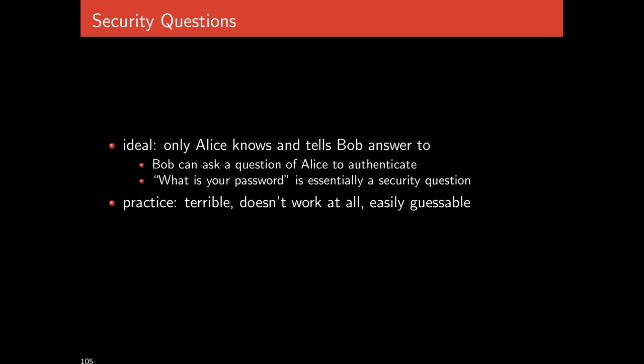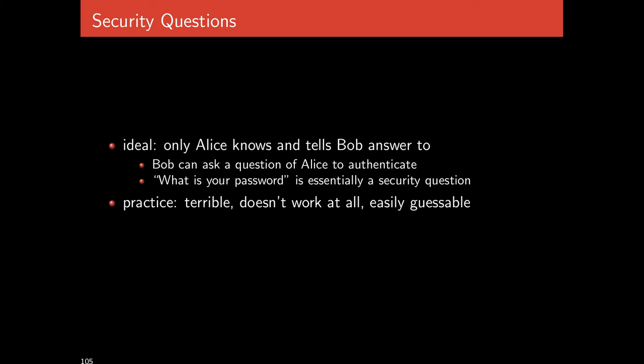The idea of these security questions, in the ideal, is that only Alice knows the answer and then tells Bob, and now only Bob and Alice know. So Bob can ask a question of Alice to authenticate, and the answer, your zip code or your mother's maiden name and things like that, thereby proves it must be you. In essence, the question "what is your password" is essentially a security question premised around the idea that only Alice and Bob know the answer to this question.